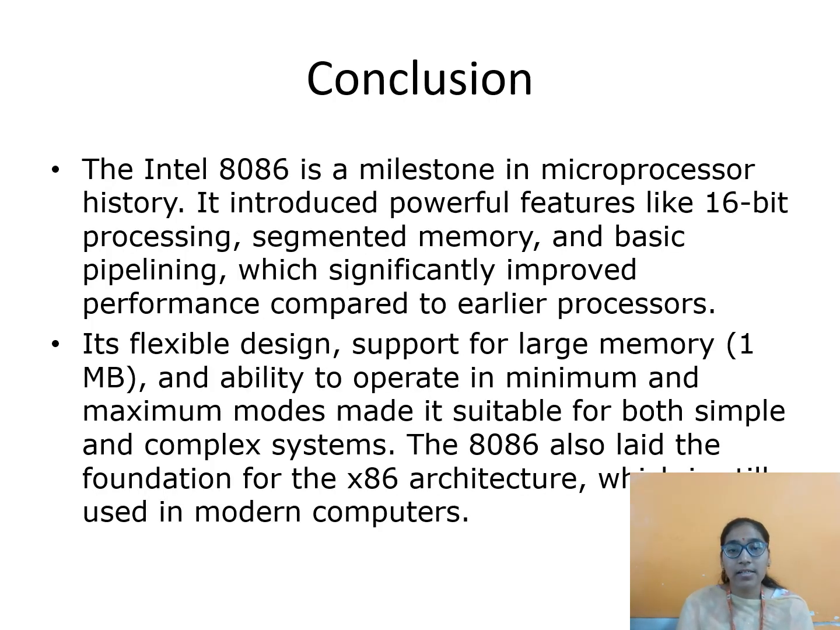At the last, in conclusion, we can say that the 8086 microprocessor is used in the early systems, early CPUs. The Intel 8086 is a milestone in microprocessor history. It introduced powerful features like 16-bit processing, segmented memory, basic pipelining, which significantly improved performance compared to early processors. The 8086 processor has flexible and organized support for large memory up to 1 MB and the ability to operate in minimum and maximum modes, which is suitable for both simple and multiprocessor systems.